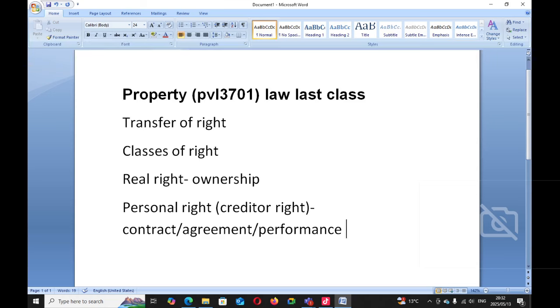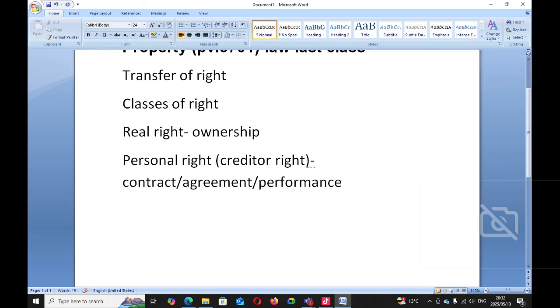Now, when you have the real right, you have the right to alienate, which is to sell. We will be dealing with how to sell the property. So what happens when you want to sell the property, the procedure that must be followed, everything, we will be dealing with based on this right. Right to alienate, to sell.